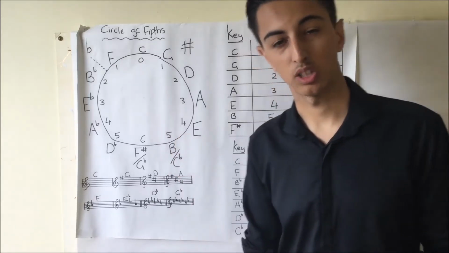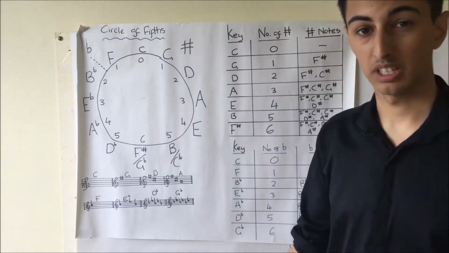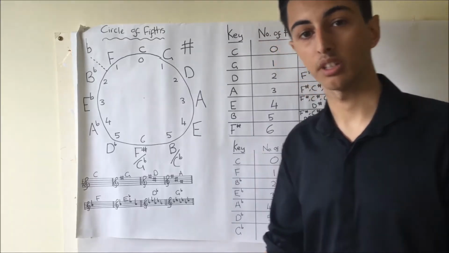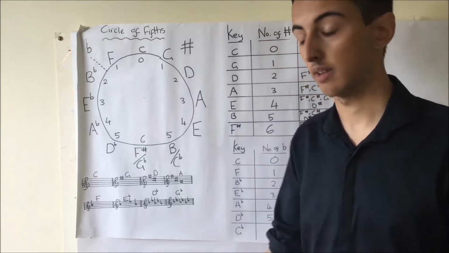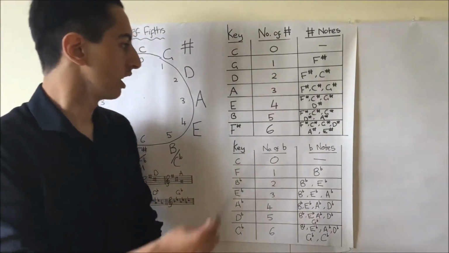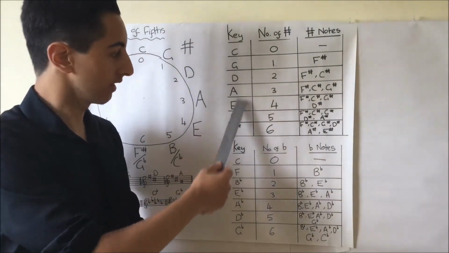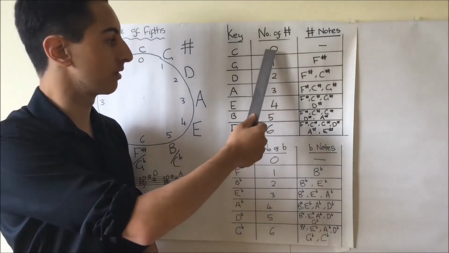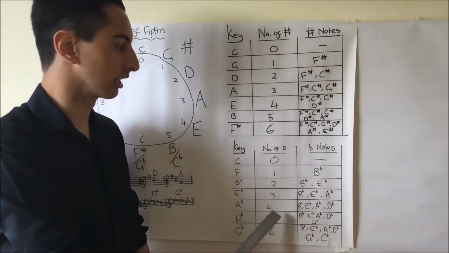When music's talked about as being in a particular key, it means that the notes in the melody are all based on the major or minor scale of that same name. Here on the right hand side we can see the tables which break down all the different major keys and show their number of sharps or flats that they contain.